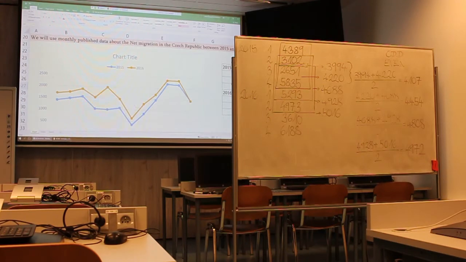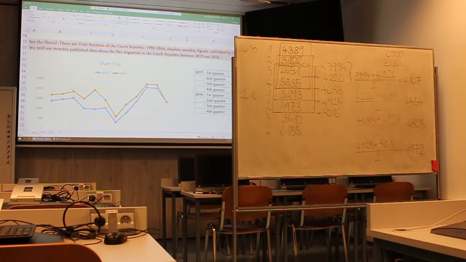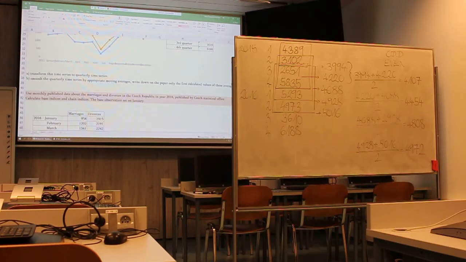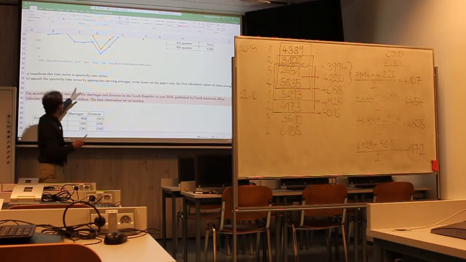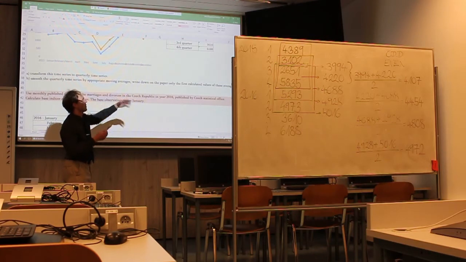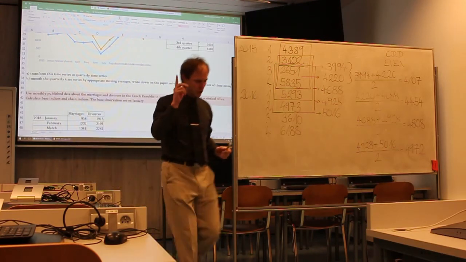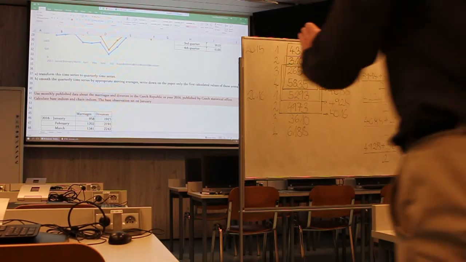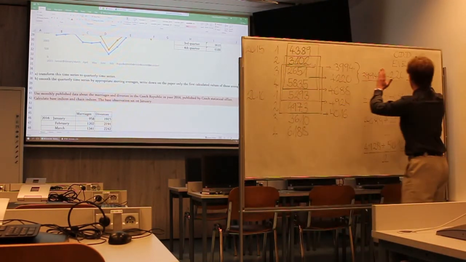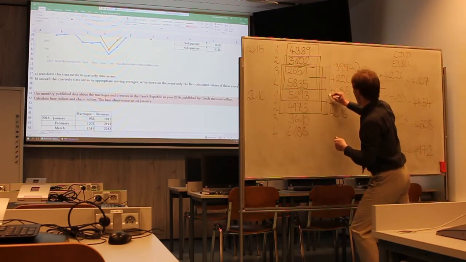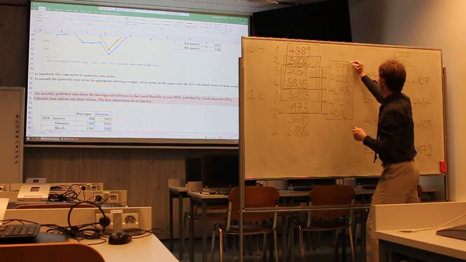And we will return here to what was stated: smooth the quarterly time series by appropriate moving averages, write down on the paper only the first calculated values of these averages. So it's very important to know that we calculated even length. So there is not the end.